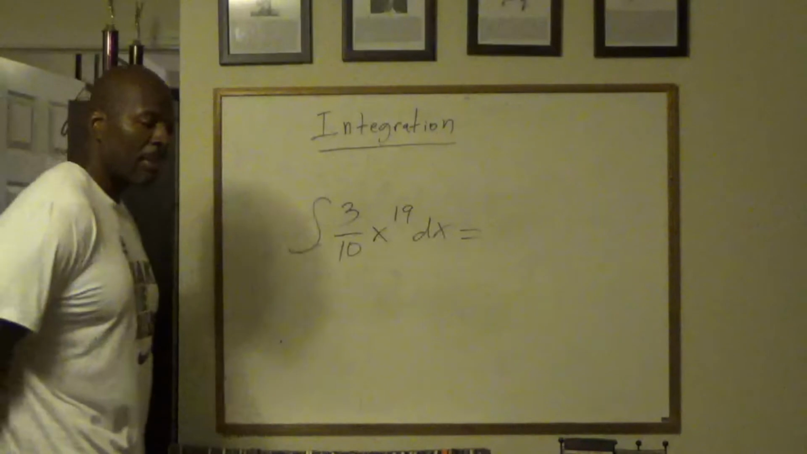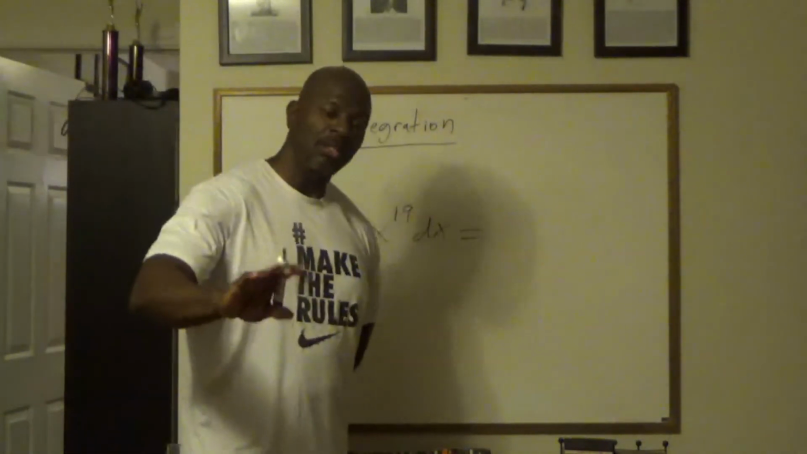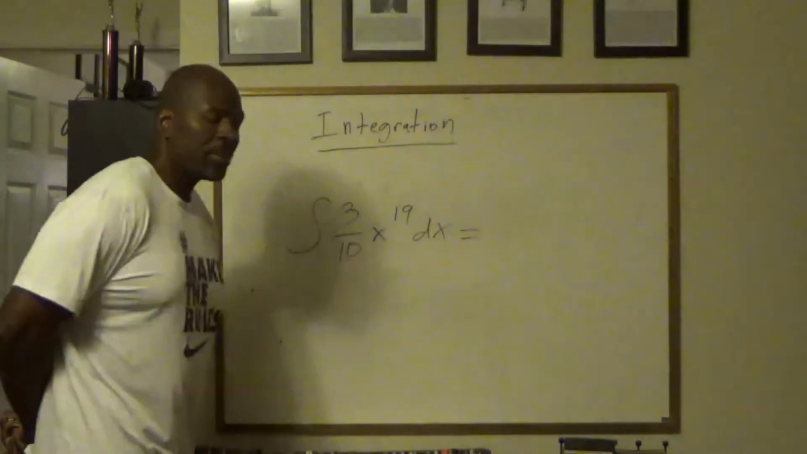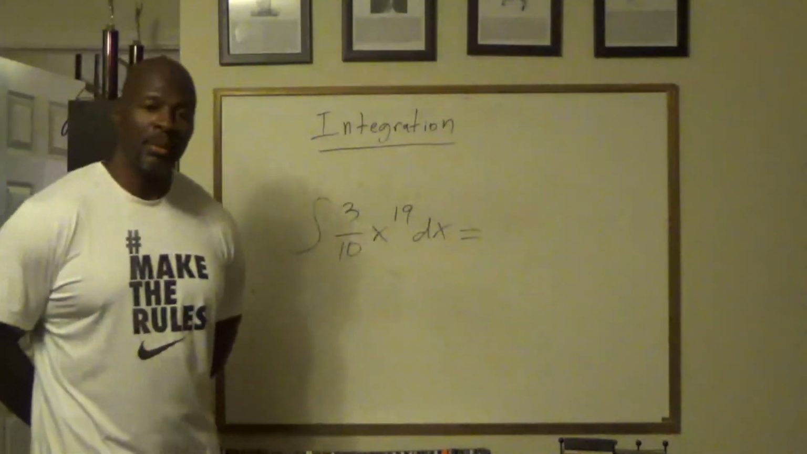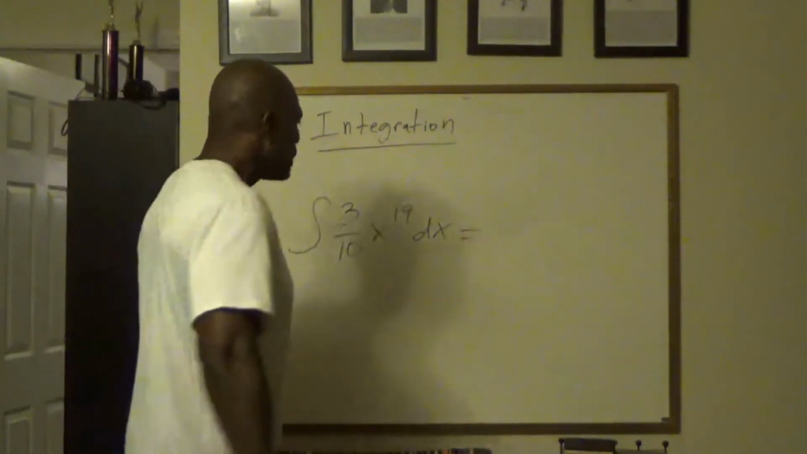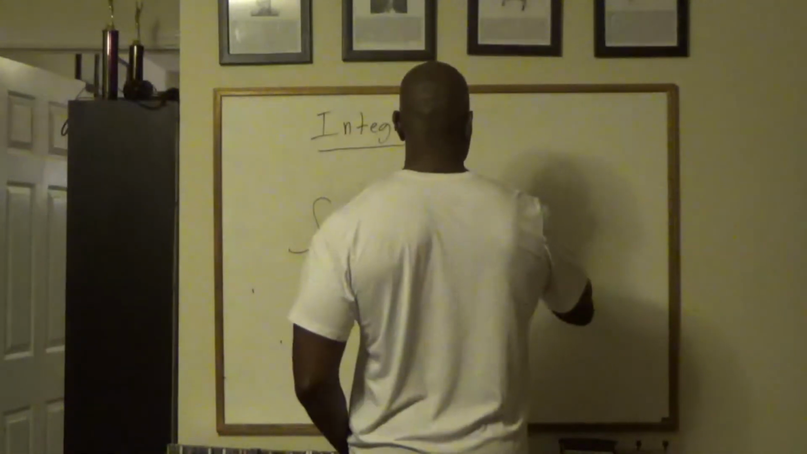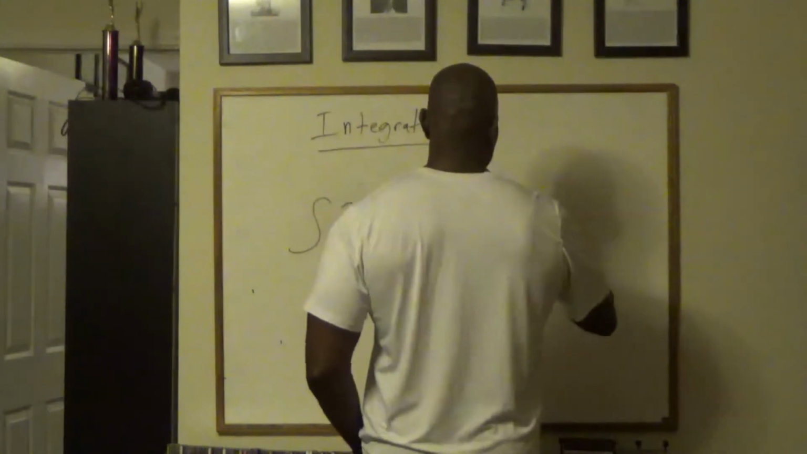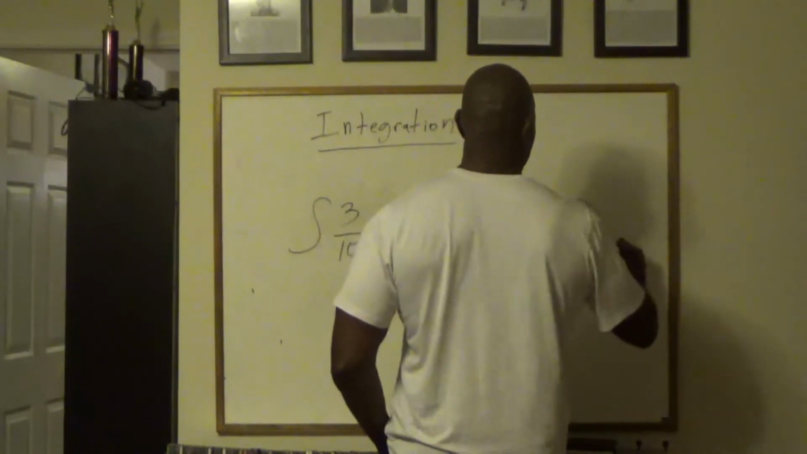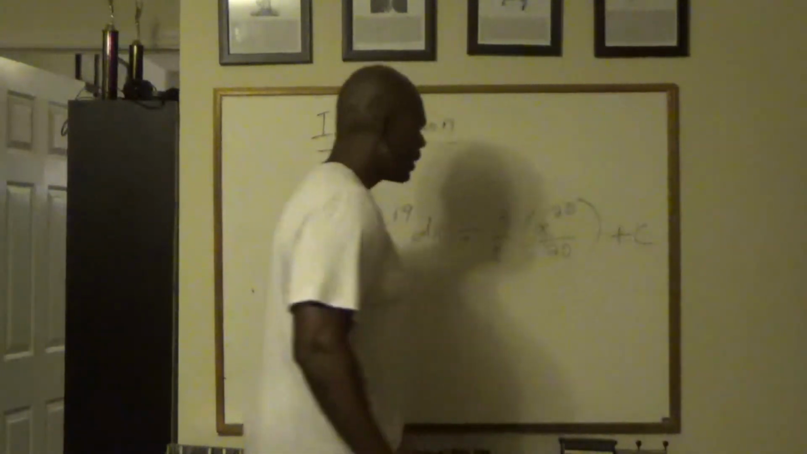All right, that should have been enough time. If it wasn't enough time, just pause the video, finish the work, and then start the video. So our answer should have been, again, my process, folks, all I'm doing is adding 1. I promise that's all I'm doing. And I know that 19 plus 1 is 20. So guess what? This is 3 over 10 x to the power of 20 divided by 20 plus some constant.